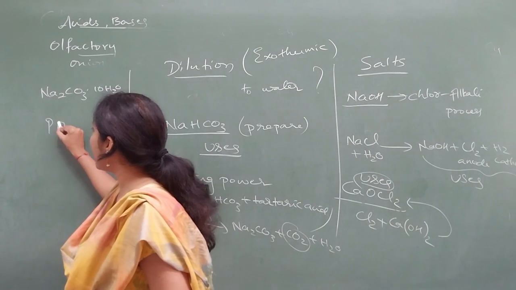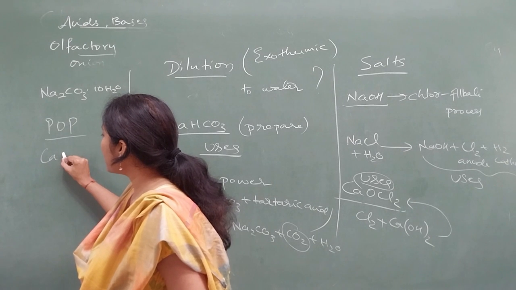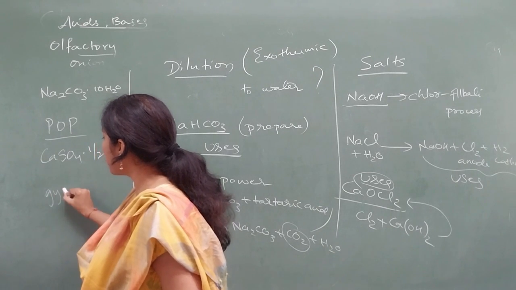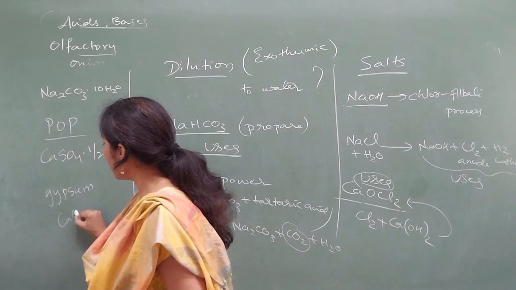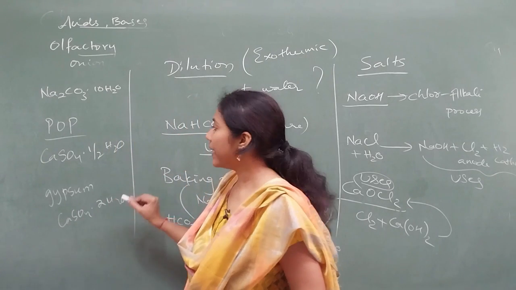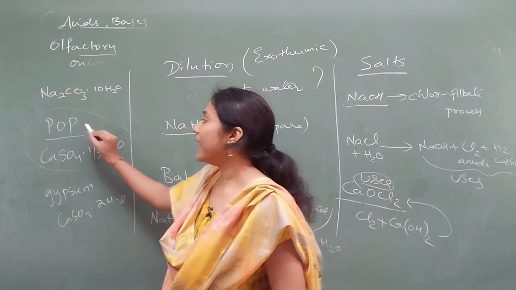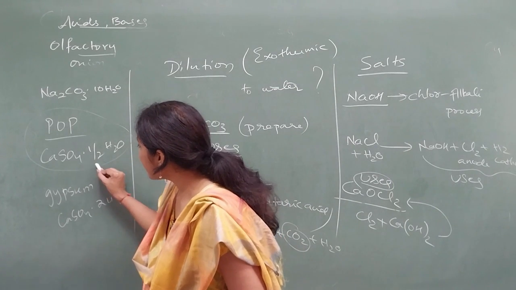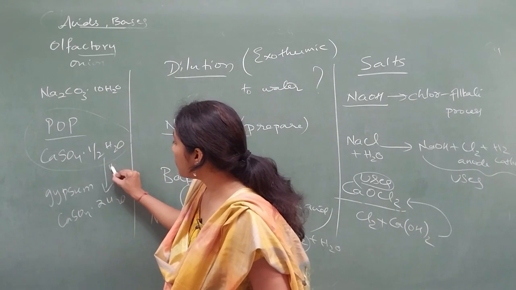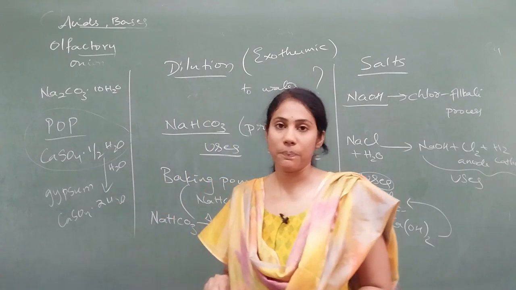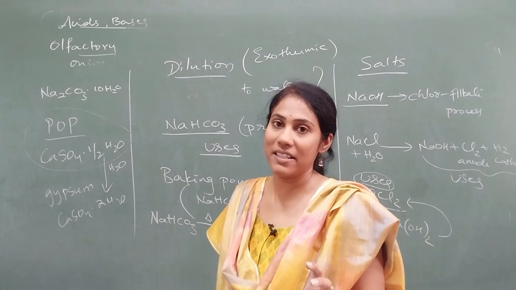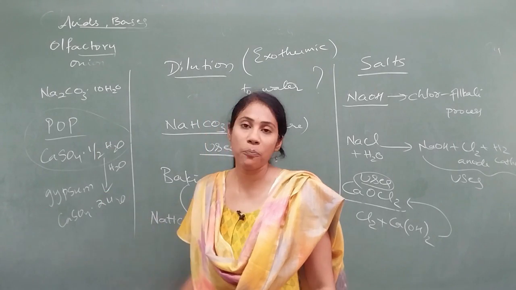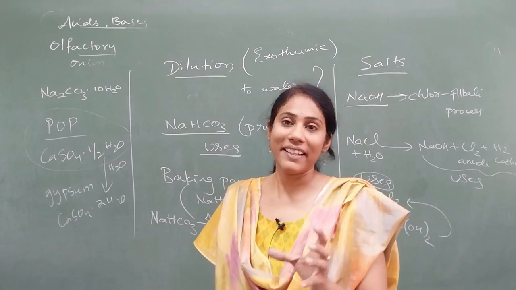And later you have plaster of Paris. The chemical formula of plaster of Paris is calcium sulfate dot half H2O. It is prepared from gypsum, that is calcium sulfate dot 2H2O. There is one give-reason question here: why does plaster of Paris have to be stored in an airtight container? Because when POP is exposed to water, it gets converted to gypsum, and gypsum is a hard substance. To avoid converting to gypsum, plaster of Paris is always stored in airtight containers.